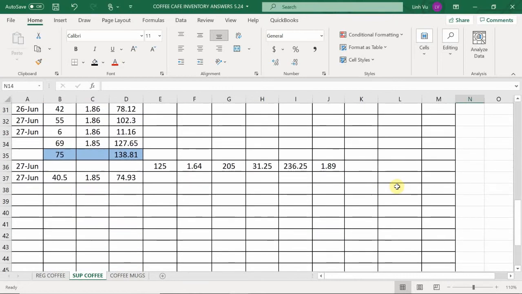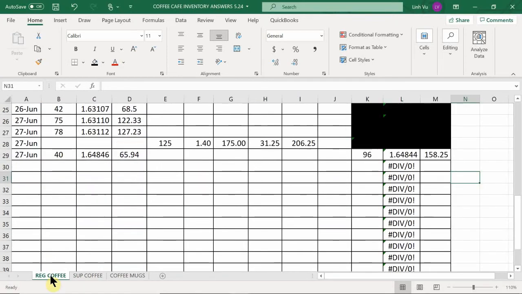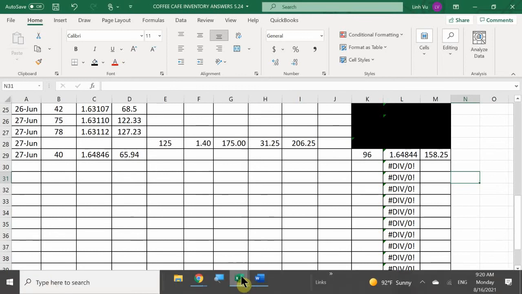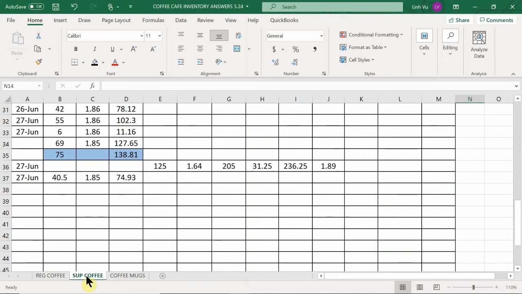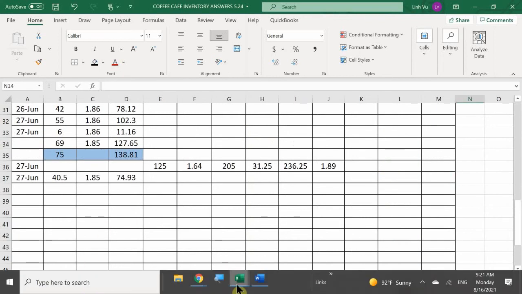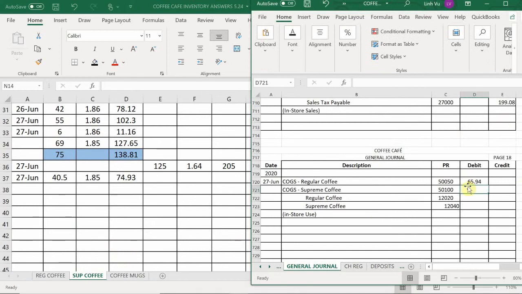So let's take a look. So here we are, 74.93 and 65.94. So let's plug those numbers into our journal. $65.94. And Supreme was $74.93. All right, so now we can go back to our ledger and post these.